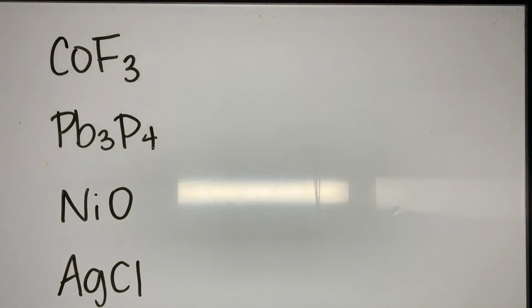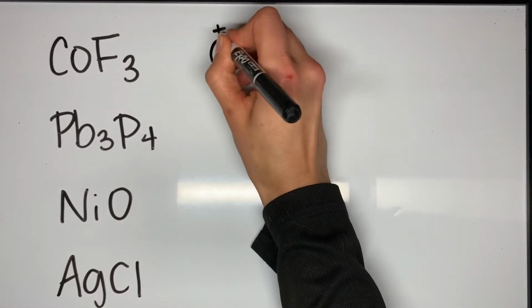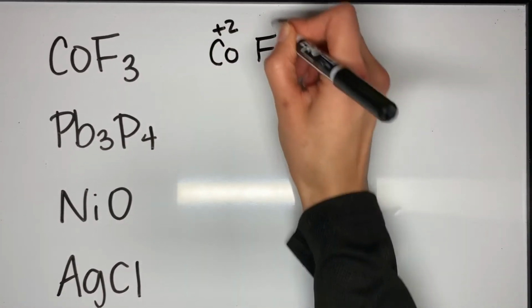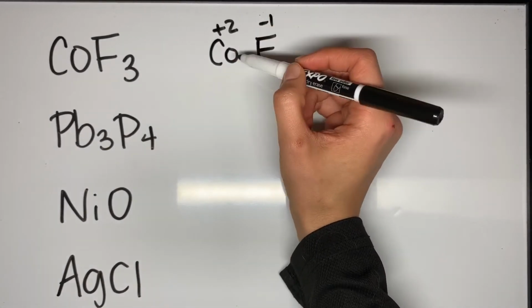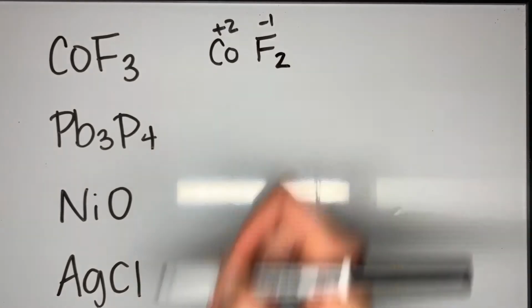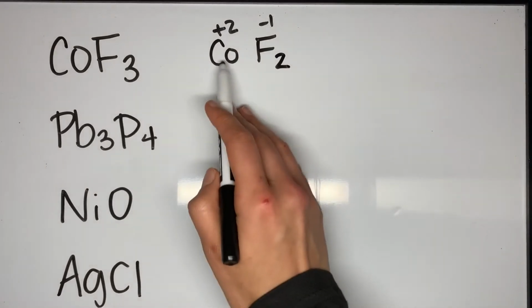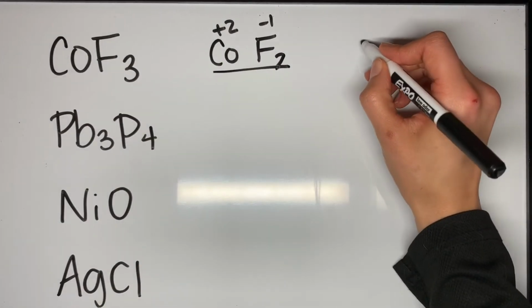So we can do the guess and check method. So if cobalt is a +2, we know that fluorine is a -1. When you crisscross these, this 2 would come down on the fluorine, the 1 would go on the cobalt. This is not the same formula. So let's try the other possibility.